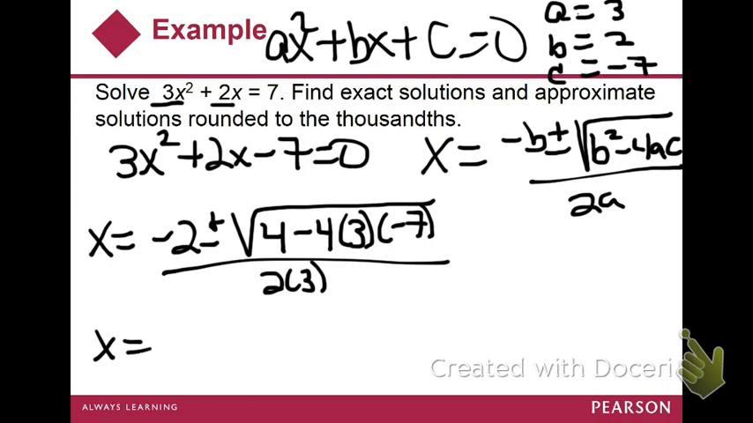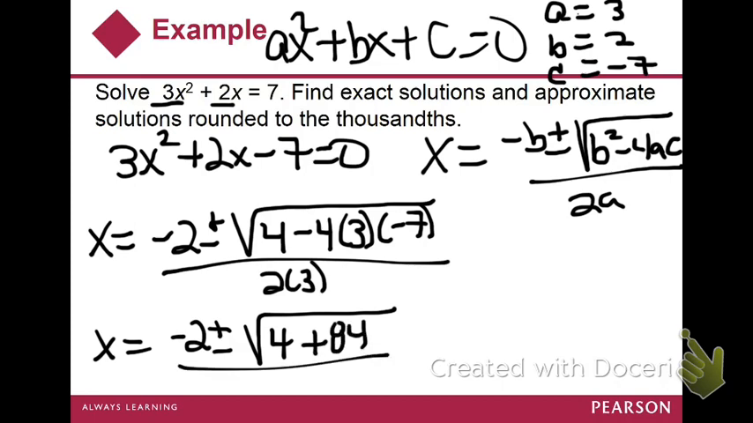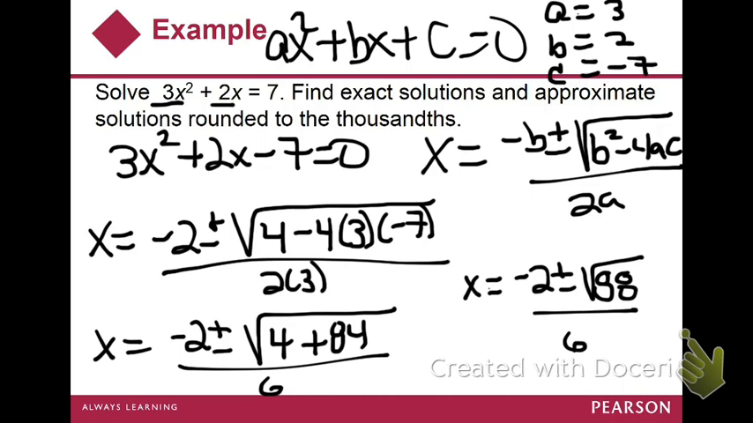So x is equal to negative 2 plus or minus the square root of 4. Now then, negative 4 times 3 is negative 12. Negative 12 times negative 7 is positive 84. All of that's over 6, which is going to leave me with x equal to negative 2 plus or minus the square root of 88 all over 6.